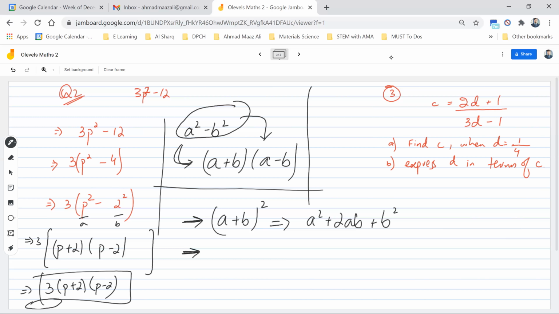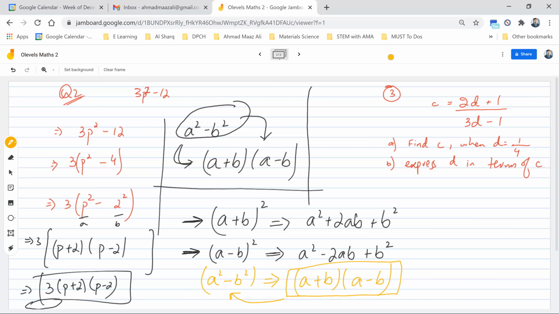If we have a minus b whole squared, what is the expansion of it? A squared minus 2ab plus b squared. Similarly, we have another one which we used over here, a squared minus b squared. When we have something of this sort, we can expand it like a plus b times a minus b.